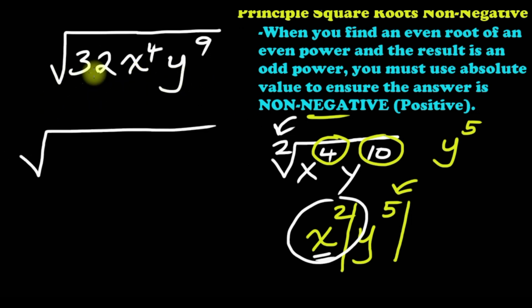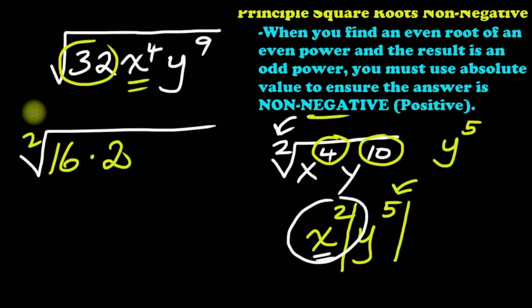So we're going to rewrite 32 using a perfect square that can go into 32. So that would be 16 times 2. 16 is a perfect square. We know what that is. And then over here, x to the 4. Now your index number is 2, because it's a square root. So here, it looks like 2 is a multiple of 4. 2 can go into 4. So therefore, this is a perfect square. So we're just going to leave it alone. We don't need to rewrite that.